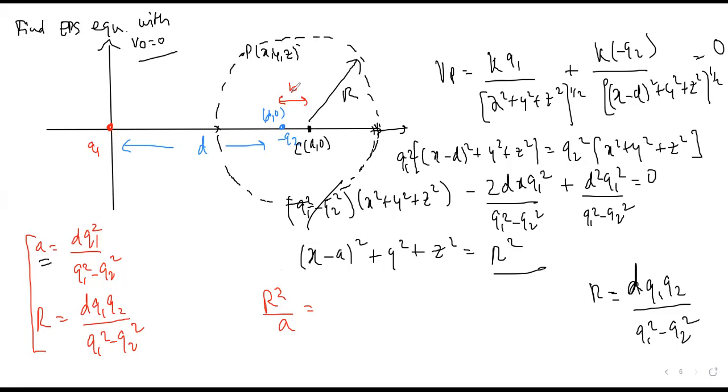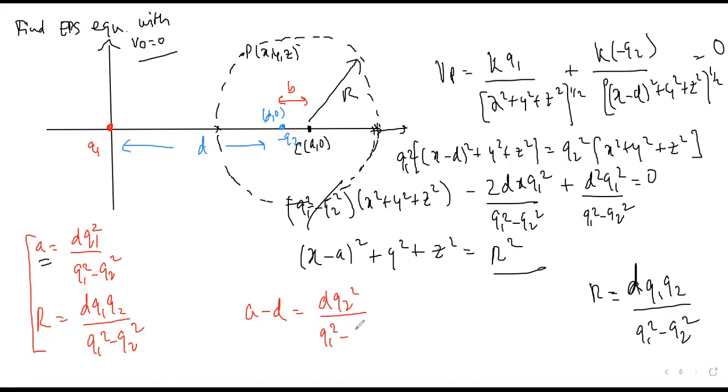This length, if I assume as b, I'm assuming ये वाला length as b. How much is this length b? B can be written as a minus d. If I write a minus d, I'll get this expression as Q2 squared by Q1 squared d, Q2 squared by Q1 squared minus Q2 squared.